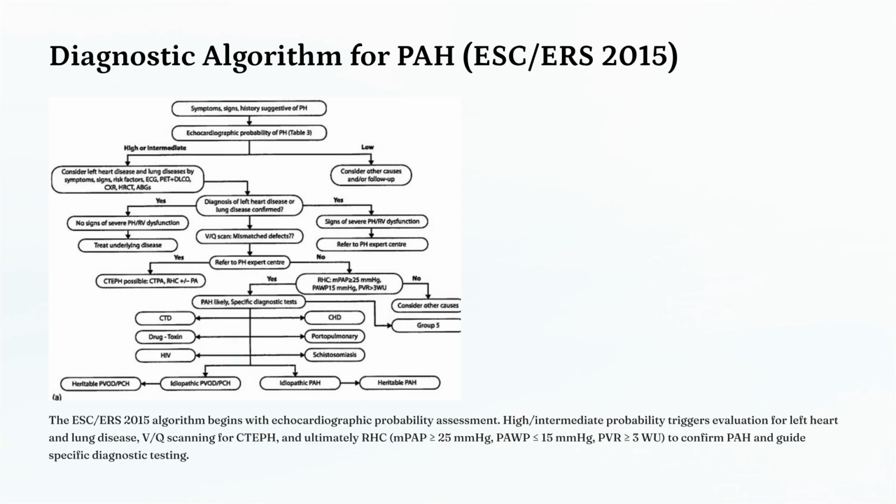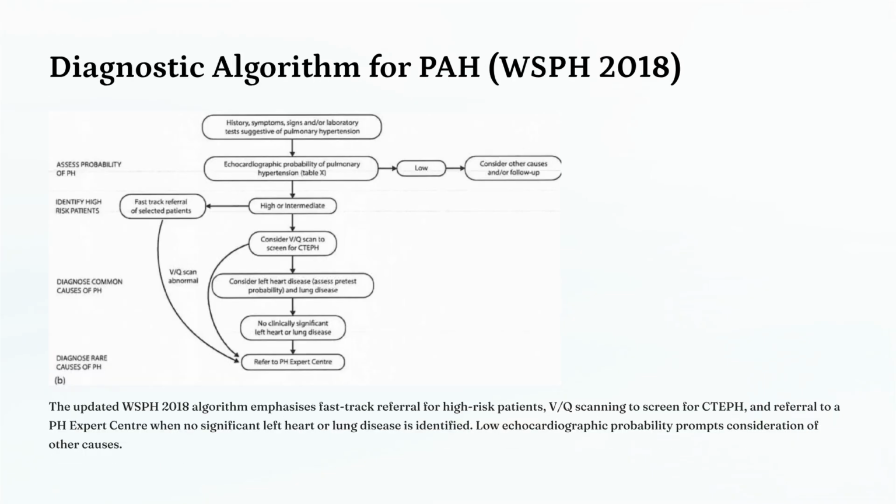It begins with assessing echocardiographic probability, followed by investigations for left heart or lung disease, and concludes with RHC to confirm the diagnosis. The updated 2018 WSPH algorithm streamlines the process by emphasizing fast-track referrals for high-risk patients. It prioritizes screening for CpcPH and ensuring that patients without significant comorbid disease are promptly referred to expert centers.